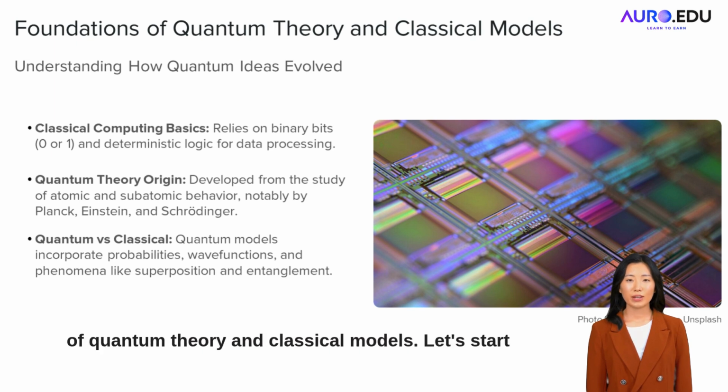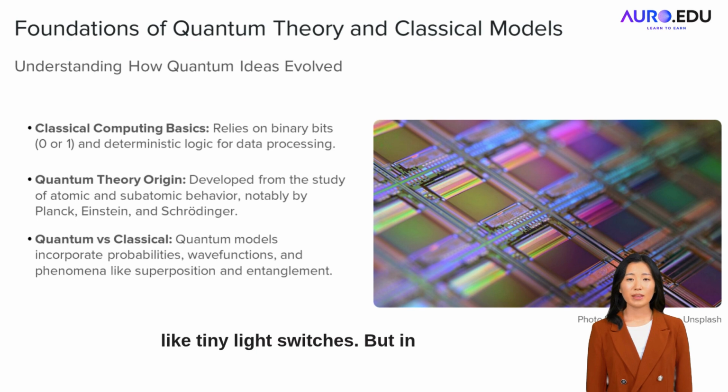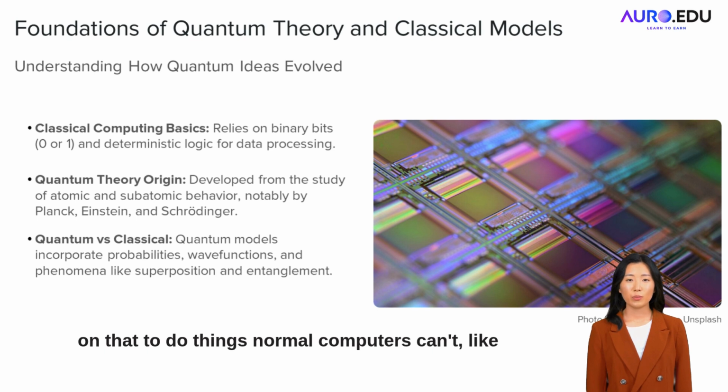Foundations of quantum theory and classical models. Let's start with where it all began. Classical computers work using bits that are either 0 or 1, like tiny light switches. But in the early 1900s, scientists like Einstein and Schrödinger discovered strange behaviors in atoms. These ideas became quantum theory. Quantum computing builds on that to do things normal computers can't, like exploring all possible answers at once.